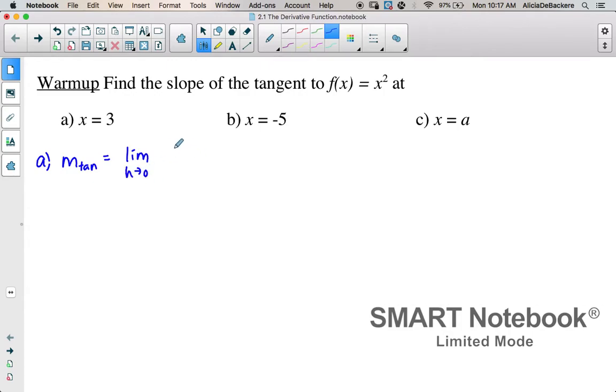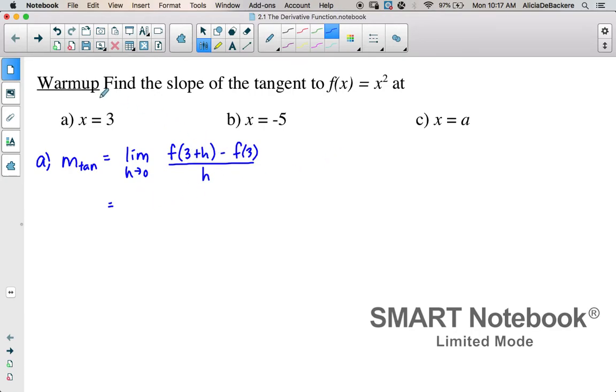We're going to take the limit as h approaches 0, and here we've got the x value of 3 all over h. So pause the video at this point and go through each one of these 3 examples. All right, so welcome back. Hopefully you've gotten through those 3 answers.